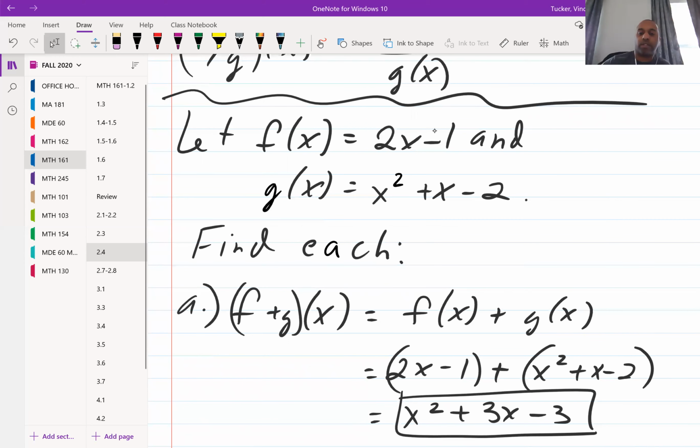So combine your like terms. X squared can't be added to anything. But then you have 2x and 1x, which would be 3x. And then negative 1 and negative 2, which would be negative 3.